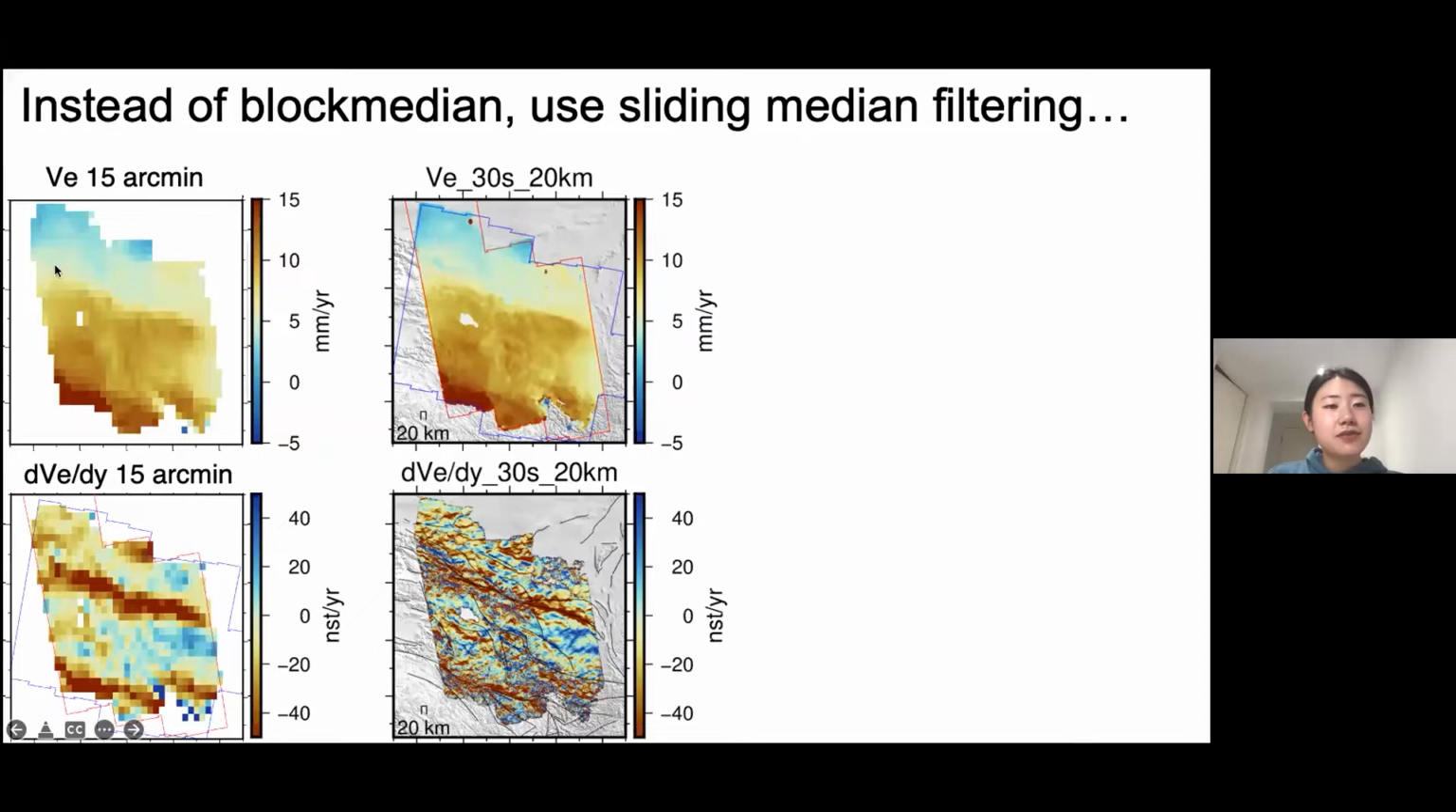So instead of doing the block median, what we can do is to use a sliding median filter. Here I am using a median filter of a similar size, but sampling the median value at every 1 kilometer interval. That significantly improves the resolution of our filtered VE map. However, it also introduces a lot more noise in the velocity gradient map.